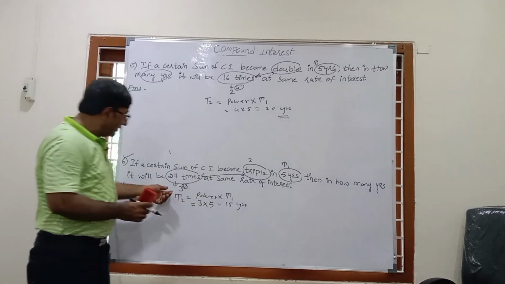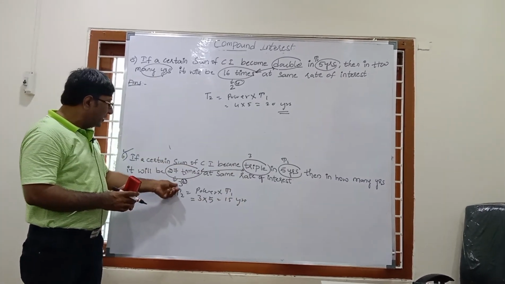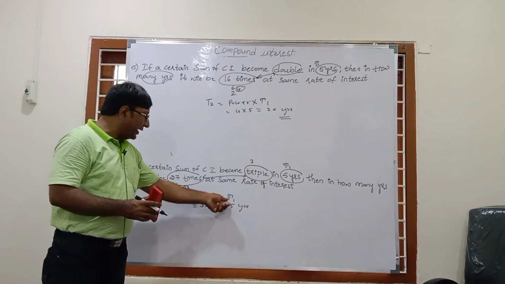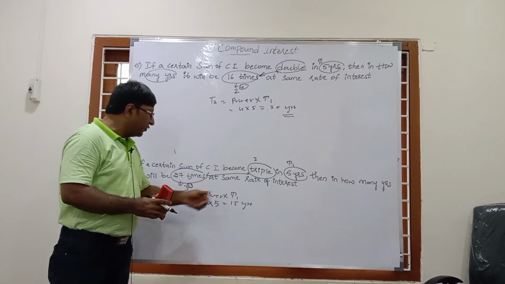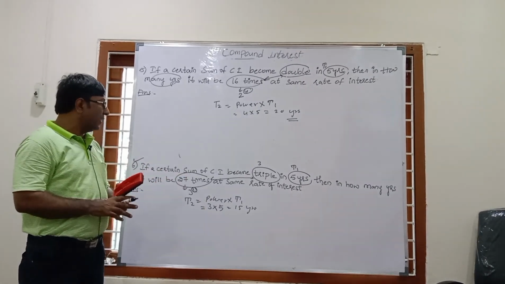So this is always a power of this number. So this is 3, and here it is 3 to the power 3. So the second time will be the power multiplied by the time period. Here the power is 3 and 5 is given. So 15 years. In this way you can solve all these types of questions by this method.